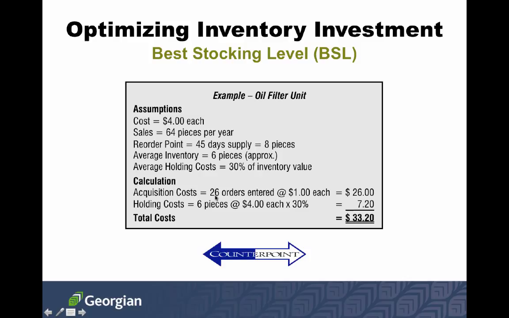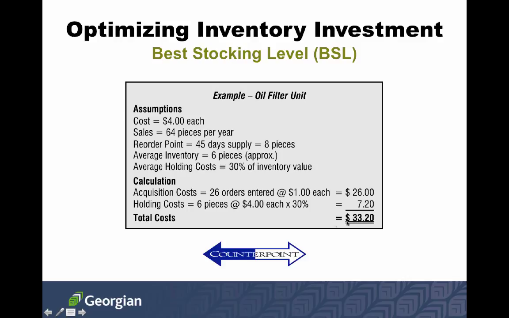So my acquisition cost then is 26 orders entered at $1 each, which is $26, and my holding cost is the 6 pieces that on average I have in inventory times the $4 unit cost times the 30%. So 6 times 4 is $24, times 30% is $7.20, for a total cost of holding this part in inventory of $33.20.